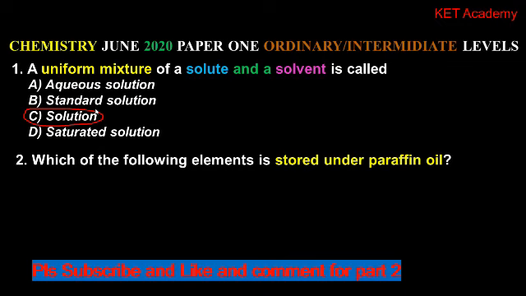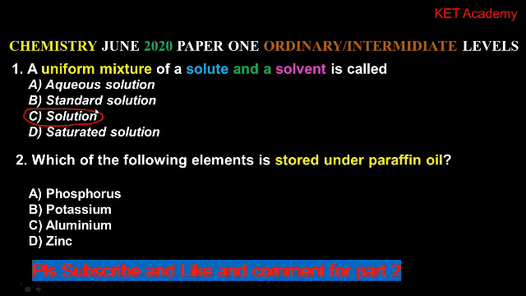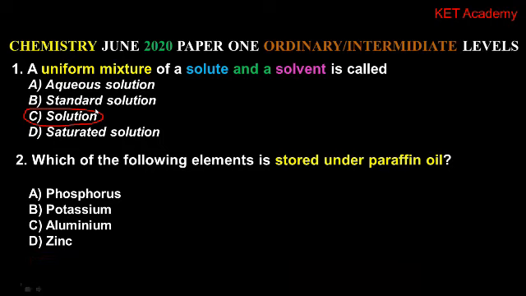So the catch here is that you need to go straight to your answers and look for any group 1 element, and that will be your answer. Now looking at our proposed answers, we see phosphorus. Nope, phosphorus is not the answer because phosphorus is actually a group 5 element. Potassium, obviously that's our answer because potassium is a group 1 element. Aluminium, nope, it's not aluminium. And zinc is just a transition metal. So our answer in this case is B.